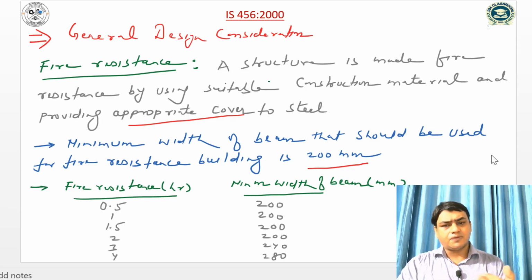The minimum width for fire resistance is suggested by IS 456 2000 for different fire resistance durations, that is 0.5 hour, 1 hour, 1.5 hour, 2 hour, 3 hour, and 4 hour. Here we can see that for 0.5 hour the minimum width of the beam suggested by IS 456 is 200 mm, and for the fire resistance of 4 hour it is 280 mm.